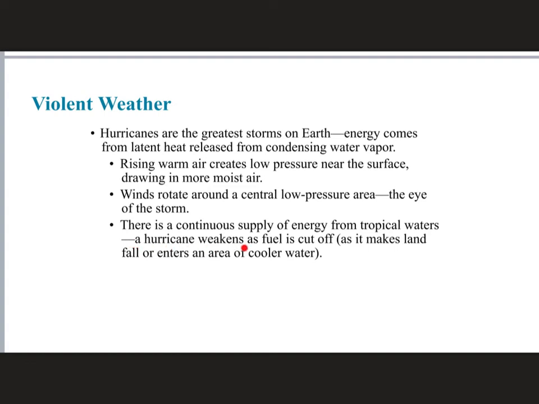The hurricane actually will weaken if its fuel source, that heat, is cut off. And as it makes landfall or if it enters a region of cooler water, that robs the hurricane of some of its energy. But as it moves over these tropical waters, it can gain tremendous strength.